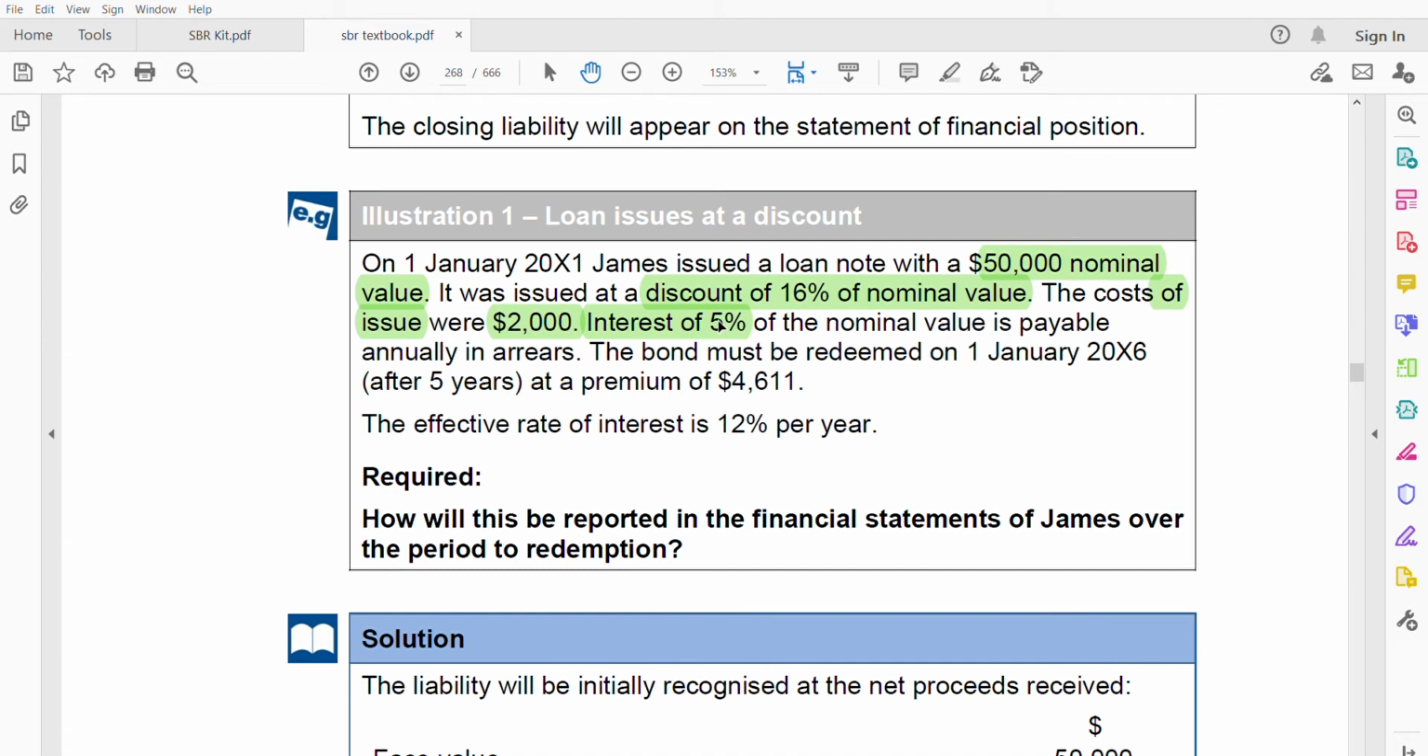Sometimes they might not use the word coupon. If they give the word coupon, then it's coupon. But if they don't, then see the sentence. It says "of the nominal value," so it is the coupon rate, payable annually in arrears.